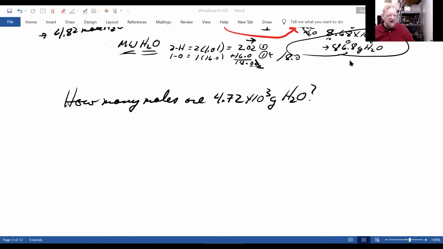First thing, read the problem and find out what you are being asked to find. And the answer is moles. Even though I don't have water here, it's obvious it's moles of water. But on a test, I should make sure I put that there. What are you given? 4.72 times 10 to the third grams of water.